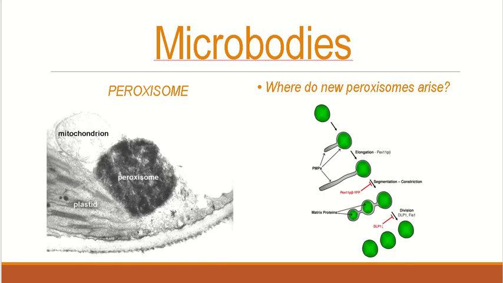Now lastly, for microbodies, a common example would be your peroxisome, which is for the detoxification of alcohol and breakdown of lipids via beta oxidation. Now, to give you an example of a cell having large amounts of peroxisome that break down toxic molecules, we have the mammalian liver cells.